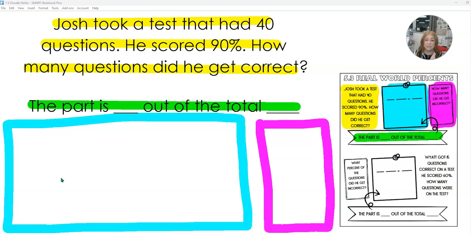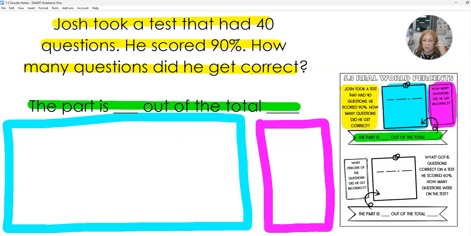For 7.3, we're going to start working on story problems, and we need to remember that mystery number with percents is 100. Every time we have a percent, that is 100 out of 100. So here we have: Josh took a test that had 40 questions. He scored 90%. How many questions did he get correct?